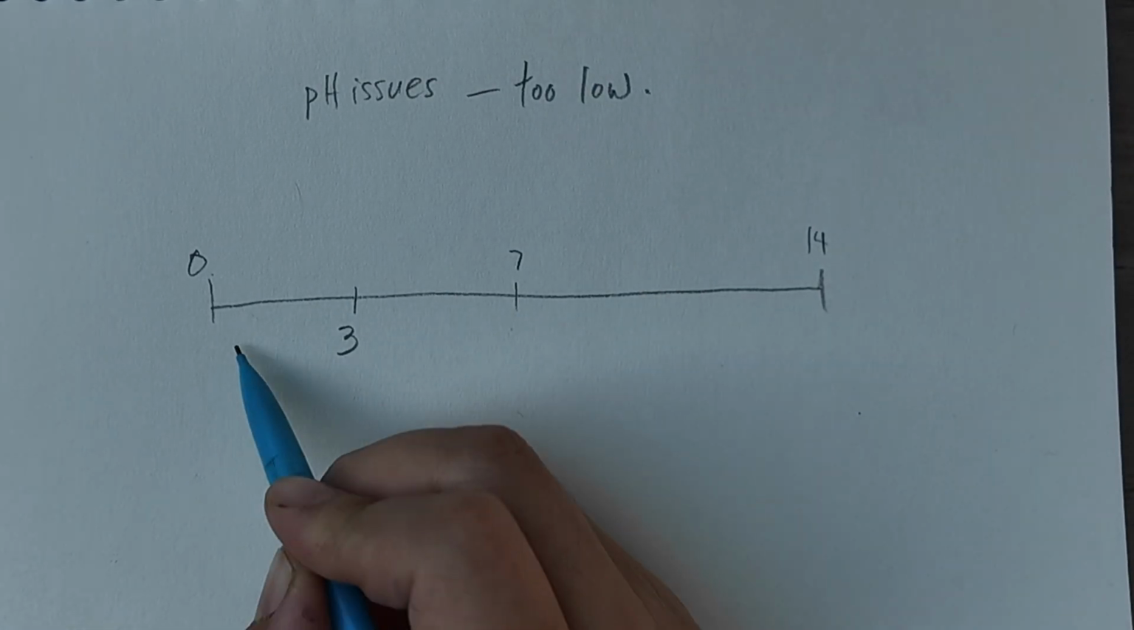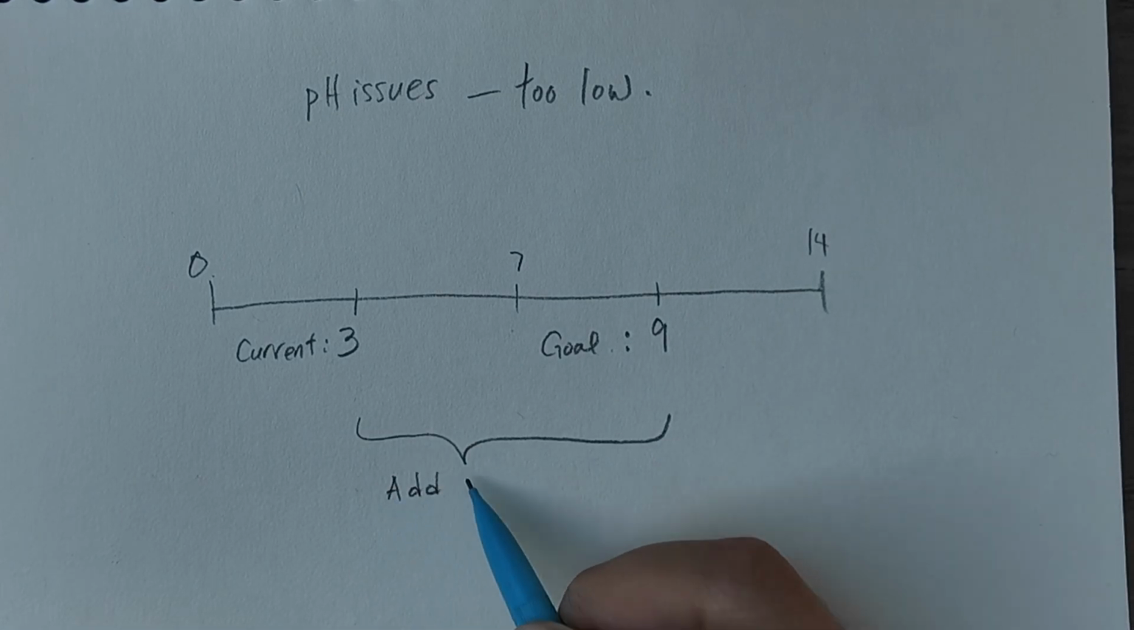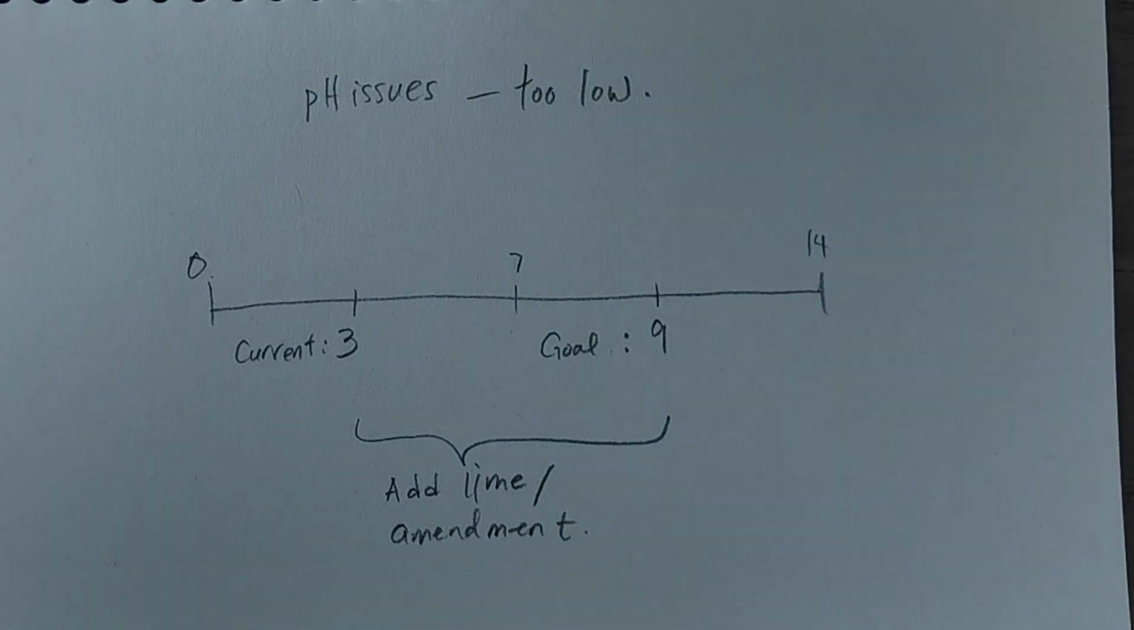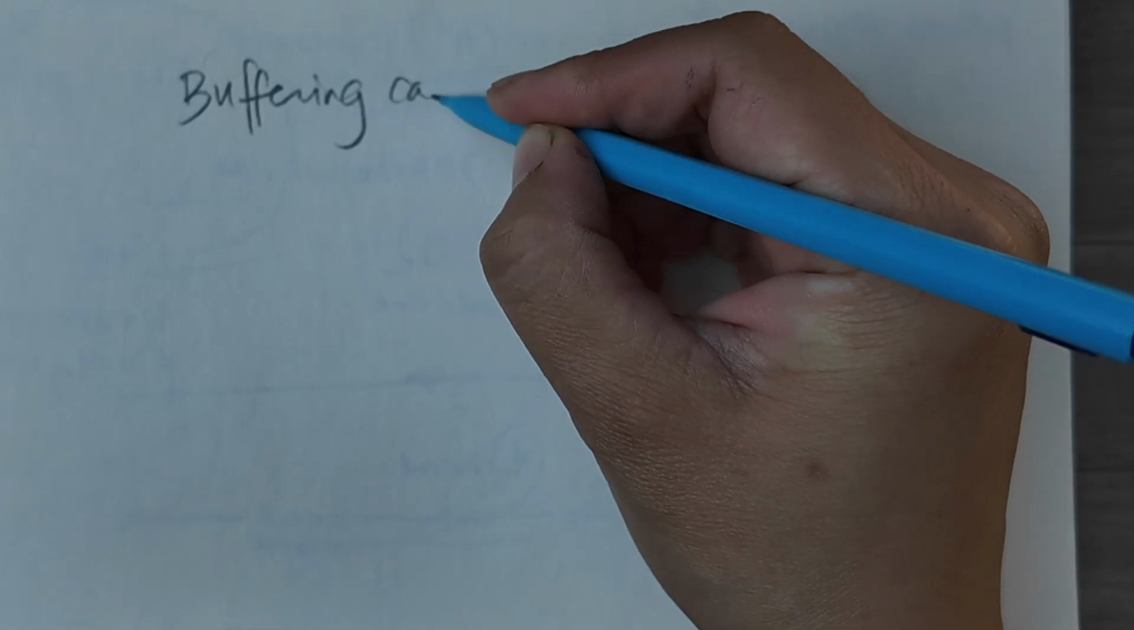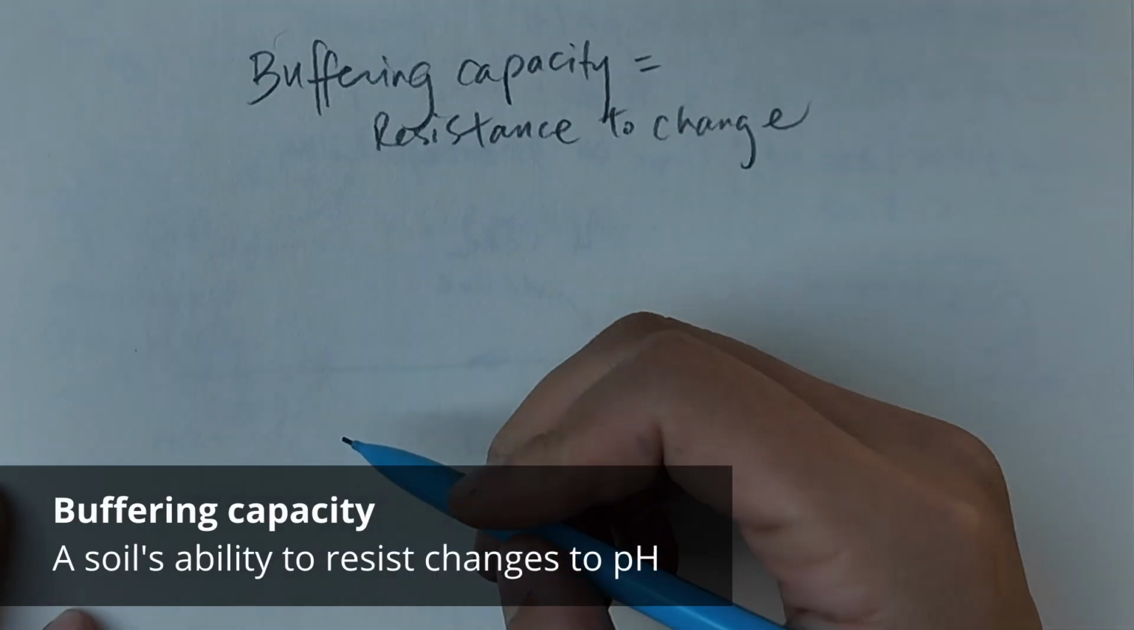If soil pH is the problem, you might want to change it. For example, adding lime can help reduce the acidity of your soil. Something that you have to keep in mind though is the soil's buffering capacity. That's its resistance to changing the pH.